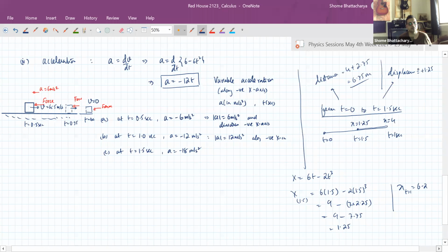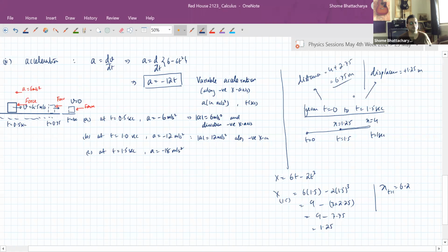But this makes a difference to the average speed versus instantaneous speed. If I ask you what is the average speed from 0 to 1.5 seconds, we will divide the distance by 1.5. And if I ask you what is the average velocity, we'll divide the displacement of 1.25 by the time of 1.5 seconds. You understanding now?